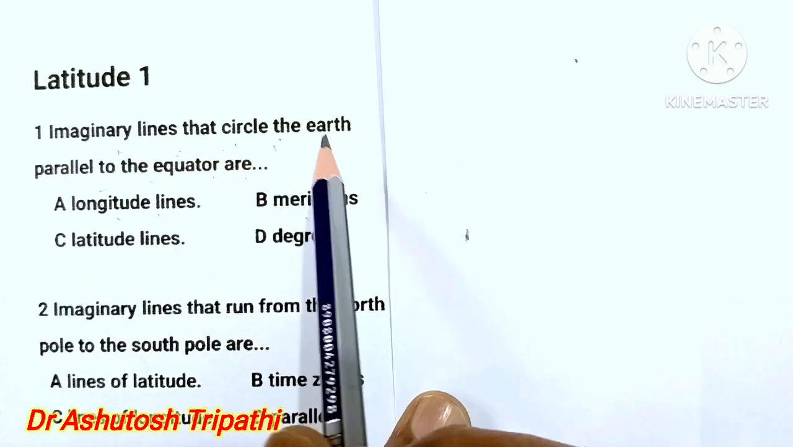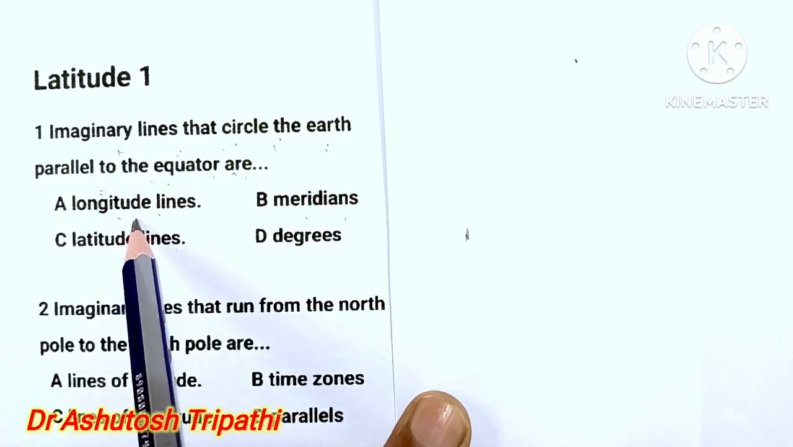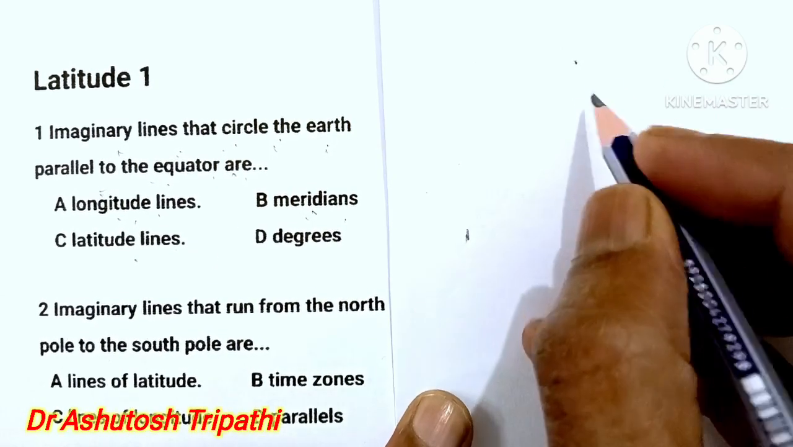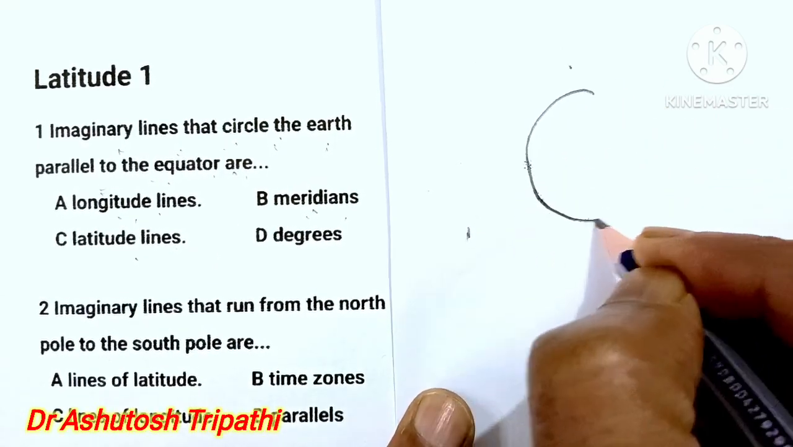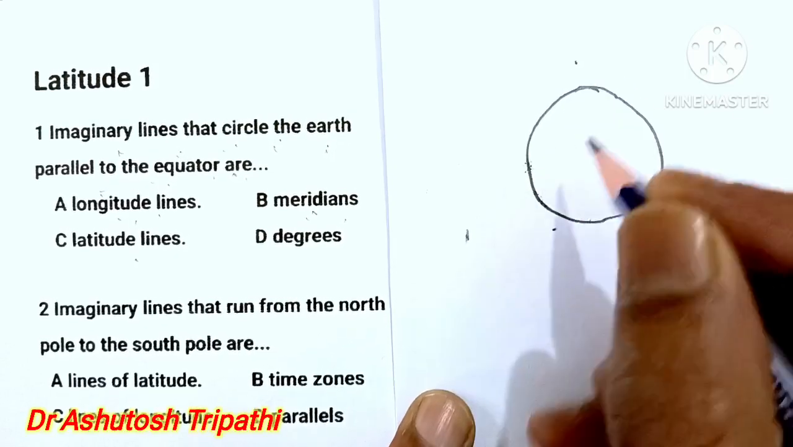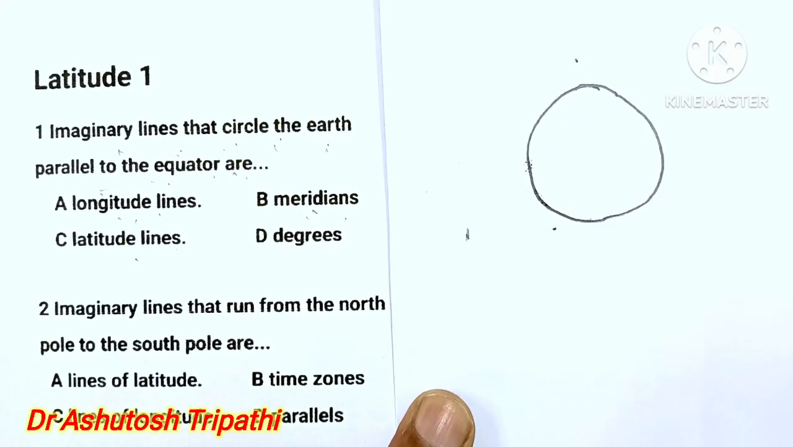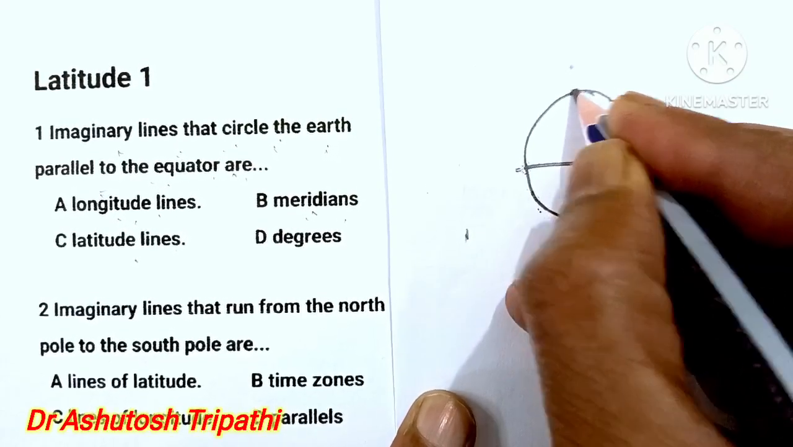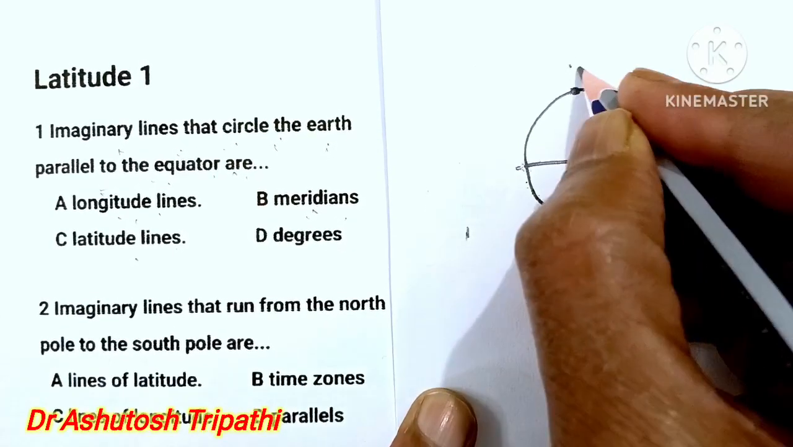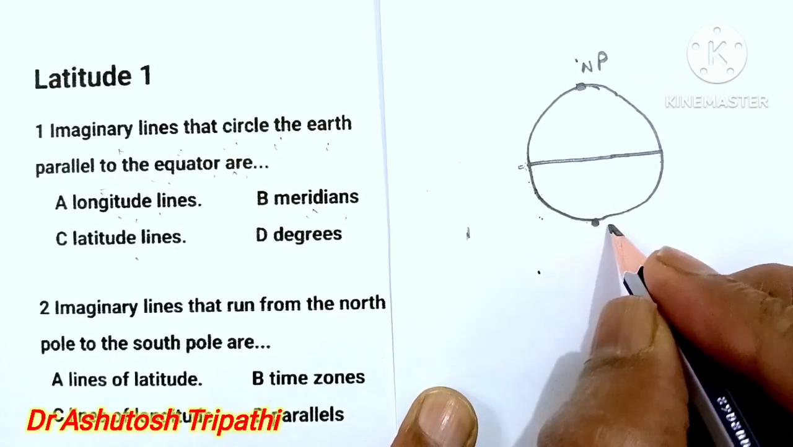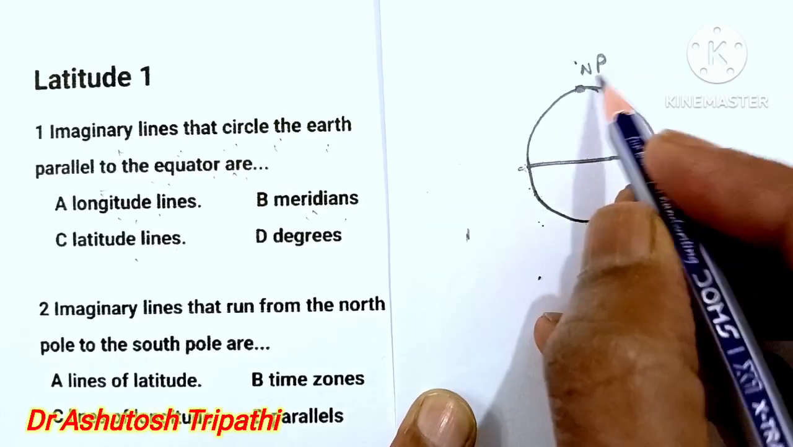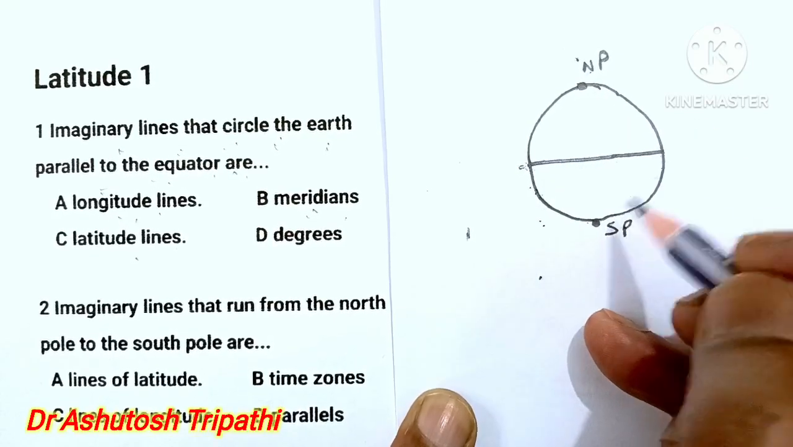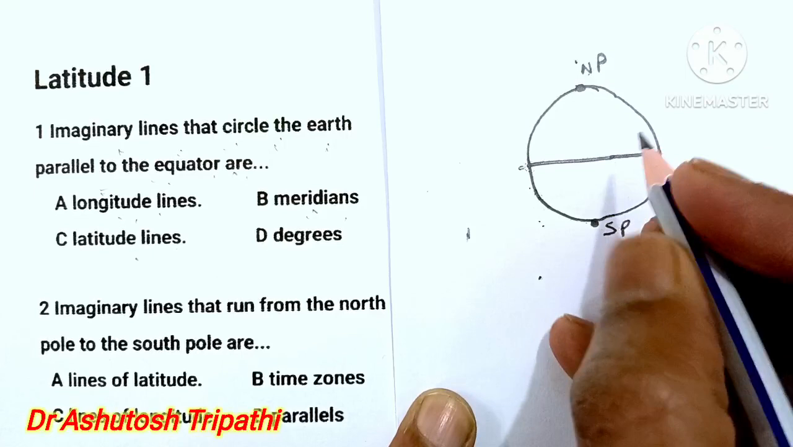Imaginary lines that circle the Earth parallel to the equator are: longitude, meridian, latitude, or degree? First you have to know what latitude is. Latitudes are imaginary lines drawn in the east-west direction between two reference points on the Earth. One is the North Pole and the second one is the South Pole. The line drawn between these two reference points in the east-west direction is known as latitude.